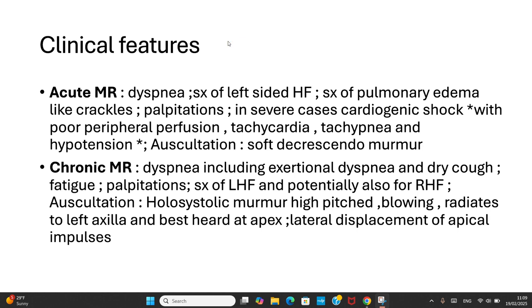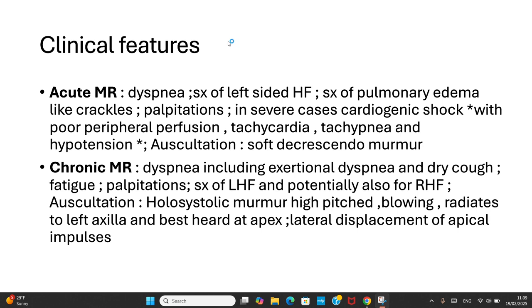And for chronic mitral regurgitation, there will be also dyspnea, including exertional dyspnea and dry cough, fatigue, palpitations, symptoms of left heart failure, including, for example, pitting edema, and potentially also right heart failure as well, which includes the presence of ascites, hepatomegaly, splenomegaly, jugular venous distension, and hepatojugular reflux, peripheral edema as well, or presacral edema in case the patient stays in bed.